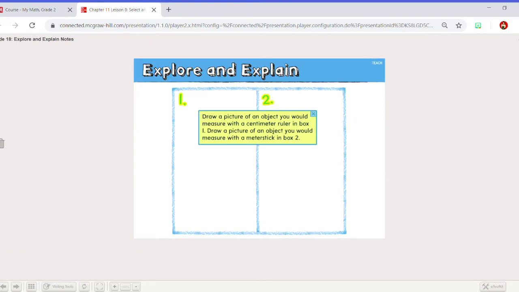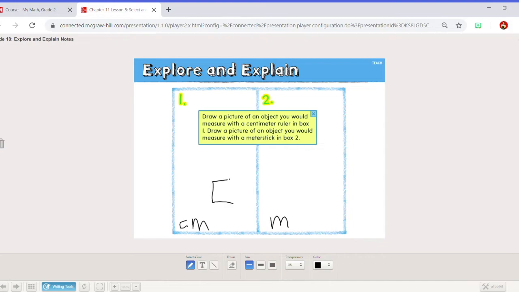On your Explore and Explain page today, you have two boxes. The first one is to put an object that you would measure with a centimeter ruler, so that's going to be a smaller object. In the second column, you're going to write what you would use a meter stick for, so something much larger. When I was thinking of things I could use a centimeter ruler on, I thought of a postage stamp. Those are pretty small, and I would only need a centimeter ruler to measure that.